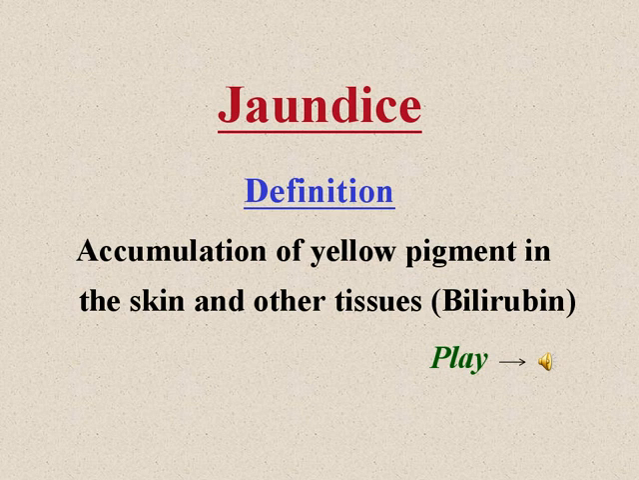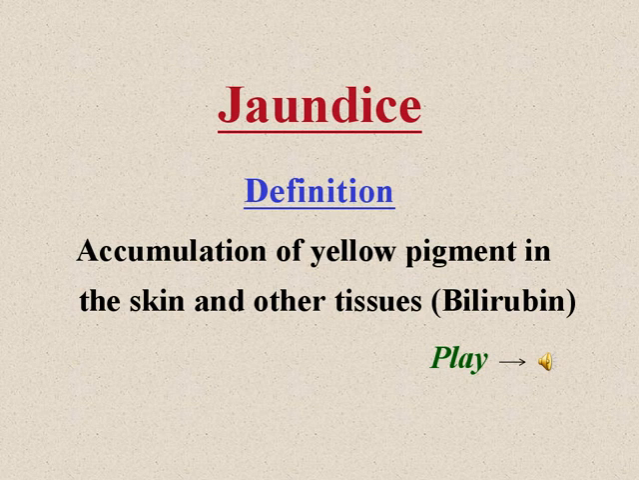The color of bilirubin is yellow. We have already studied the different types of jaundice: pre-hepatic, hepatic, and post-hepatic jaundice. Pre-hepatic means before the liver cells, hepatic means in the liver cells, and post-hepatic means any complication after the liver cells. Post-hepatic jaundice is otherwise called obstructive jaundice.